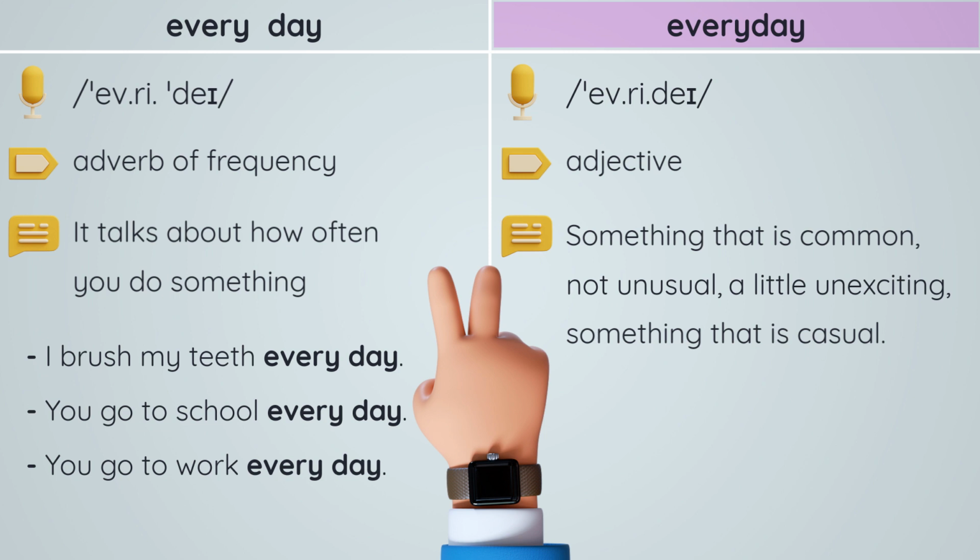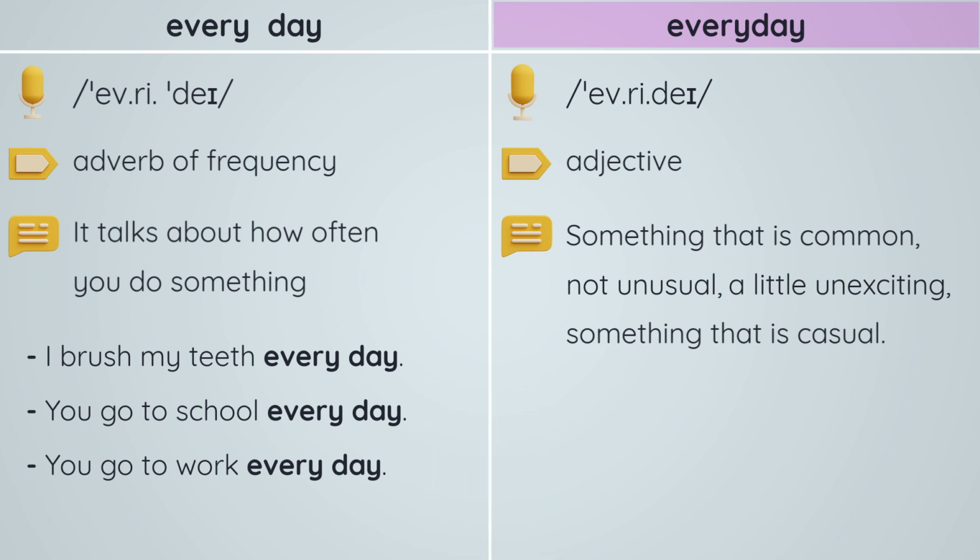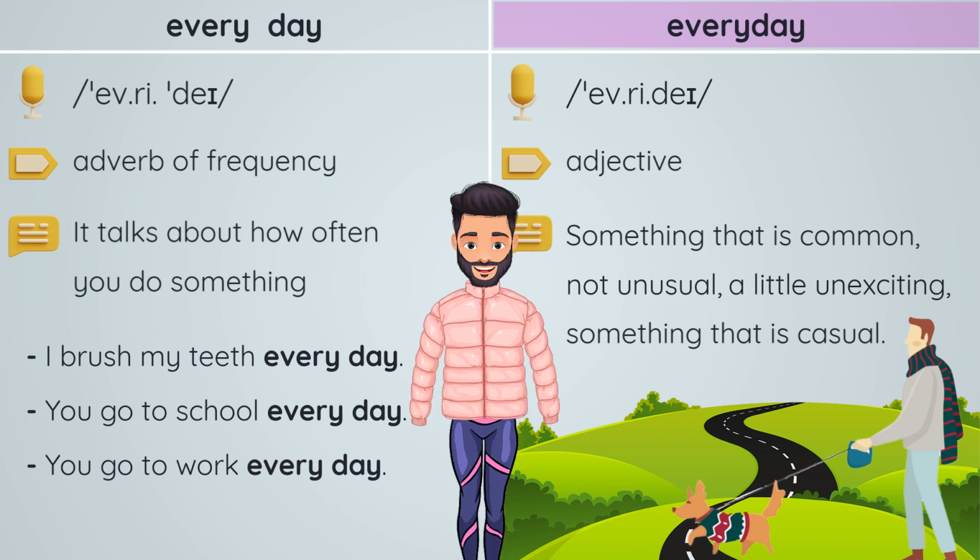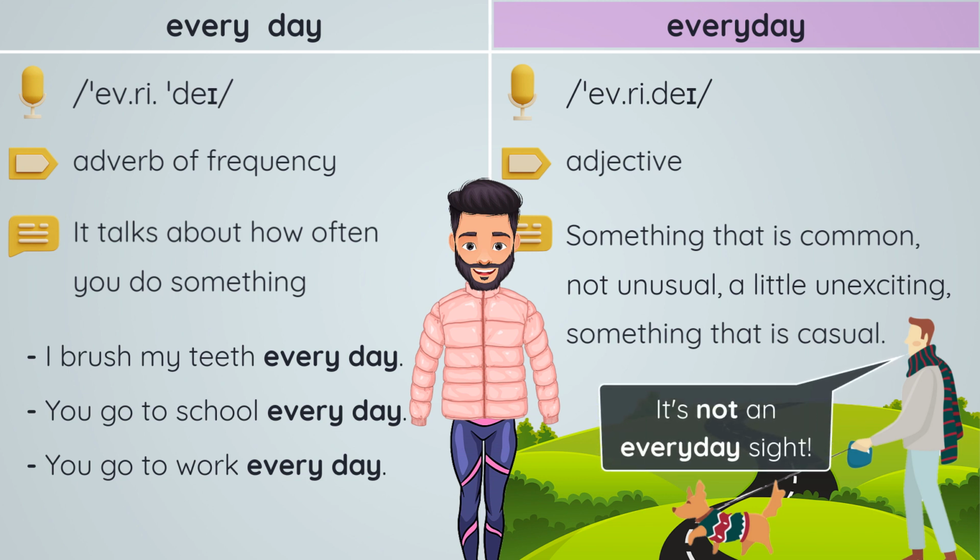You're describing something that's very common. For example, you're walking on a street, you see a man with a very, very bright pink jacket and tights. Is this an everyday sight? No, it's not. You don't see this every day. It's very, very unusual. Very, very strange. It's not an everyday sight. It's not a common sight.